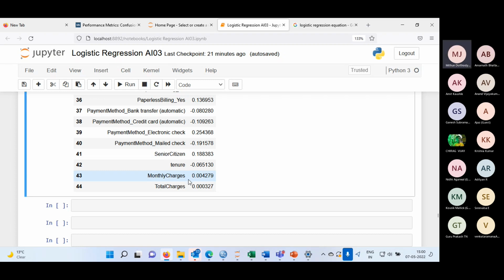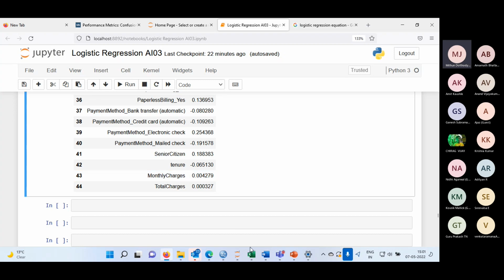If you see a positive coefficient here, it means that both of them are going in the same direction. If you increase monthly charges, propensity to churn will also increase. If you decrease monthly charges, propensity to churn will also go down. So there is a direct effect or an inverse effect. That's what we can say from this. They're directly proportional then? Yes. In the case of monthly charges and total charges, they're directly proportional. Thank you, sir.